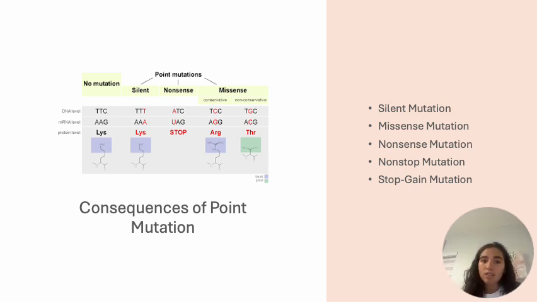Then there's also a nonsense mutation, which converts a normal codon into a stop codon. This leads to premature termination of translation, producing a protein that's often non-functional. Then there's also a non-stop mutation, which does the exact opposite. The normal stop codon is lost, so the translation continues beyond its usual endpoint, leading to an abnormally long protein. Finally, the term stop gain mutation is essentially another name for a nonsense mutation because a new stop codon is gained where one shouldn't be, again resulting in early termination.